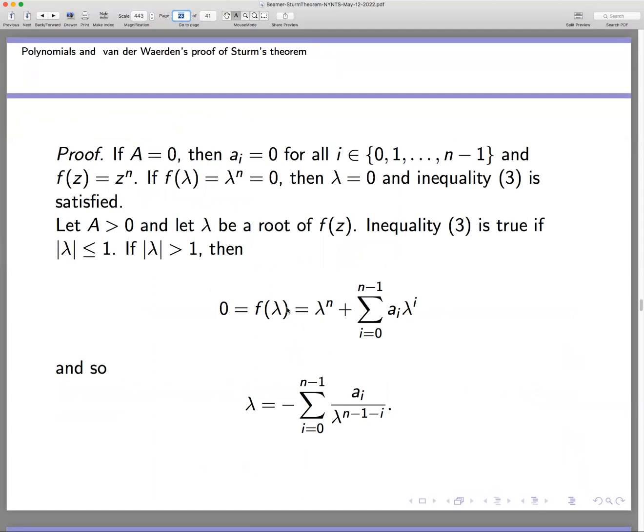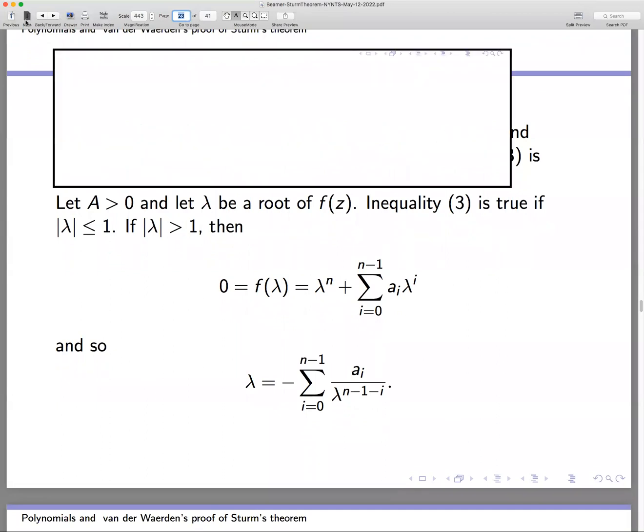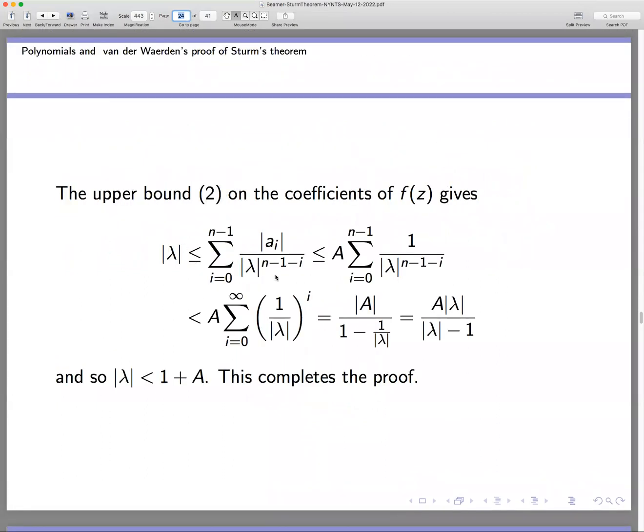You start with lambda being a root. So put your lambda to the n on one side of the equation and divide by lambda to the n minus i, and you get this expression for lambda. When you take absolute values, the a_i are bounded by A, and this is bounded above by a geometric series. So you get lambda is less than this, which gives you exactly that lambda is less than 1 plus A. I mean, that's the whole proof.